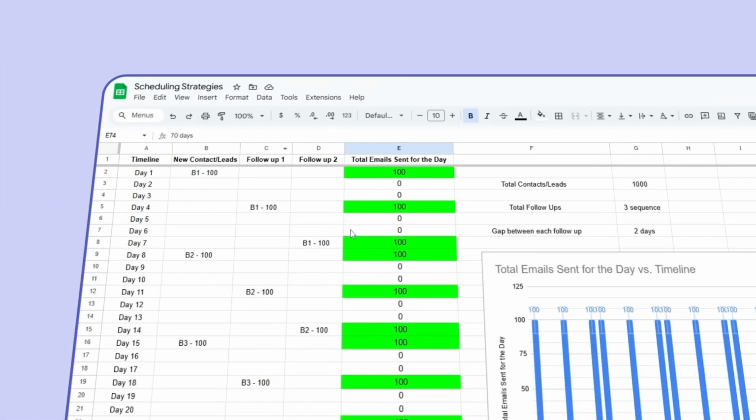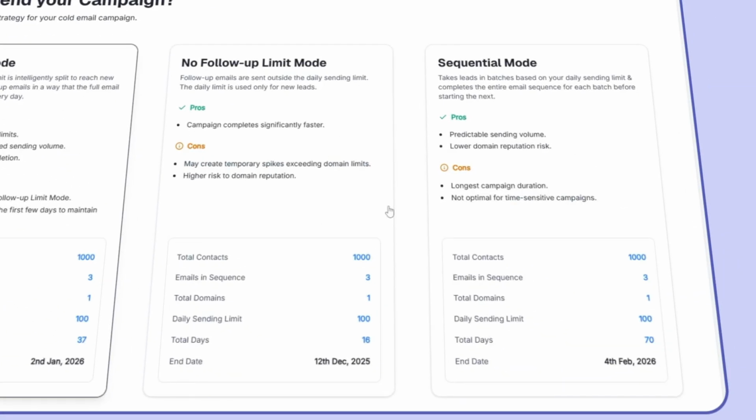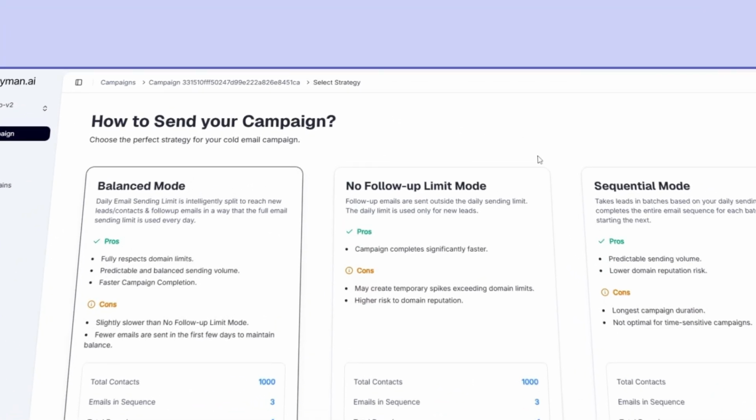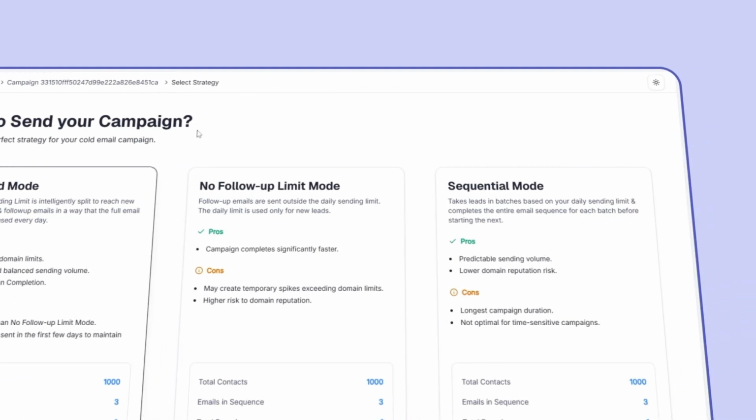I have created a small Google Sheet just to explain how the scheduling is going to work. For all these examples, I have taken a sample of 1,000 contacts, and each of these contacts will receive three emails: one main email, which is the touchpoint email, a second, follow-up email, and a third, the second follow-up email. Each of these emails has a gap of 2 days in between before it is sent to the user.